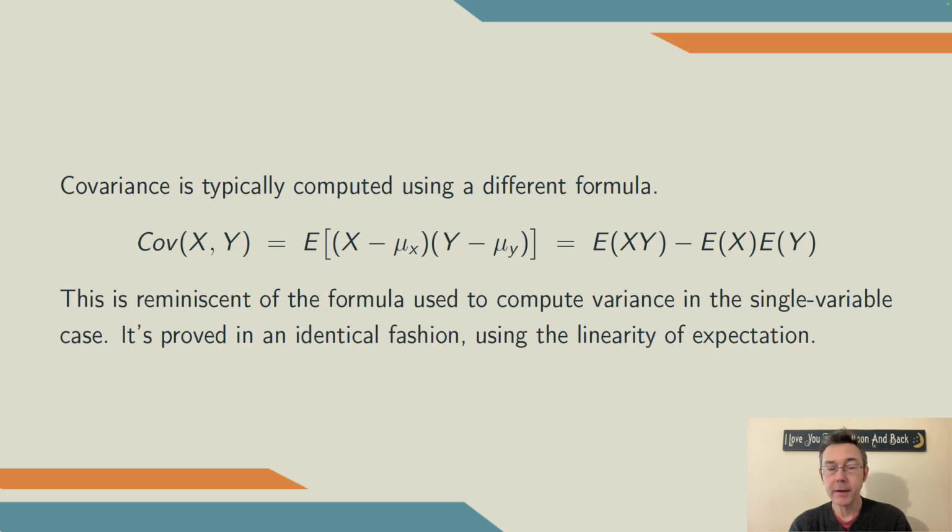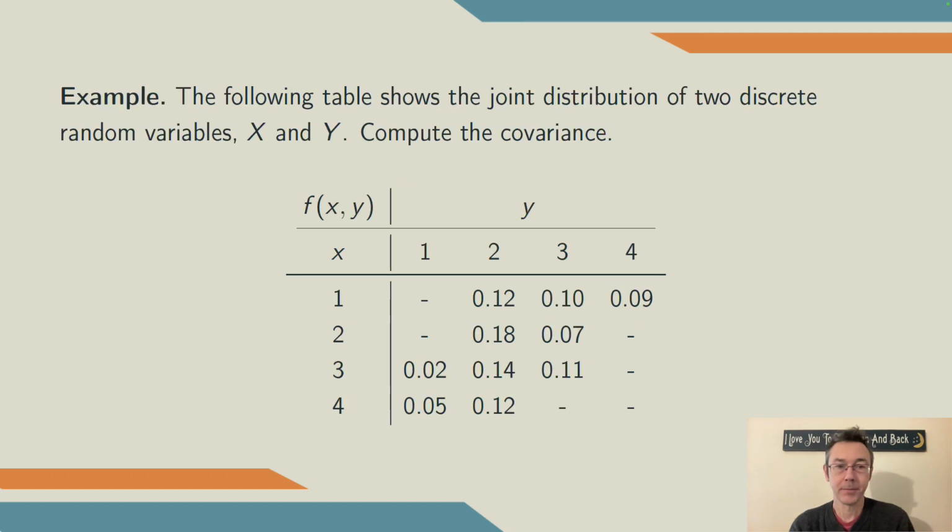And that's a very reminiscent formula to the one used to compute variance in the single variable case. And the proof is exactly identical. You FOIL out the thing inside the expected value in the middle of that line. You break it up using the linearity of expectation, things simplify, and you get the formula on the right.